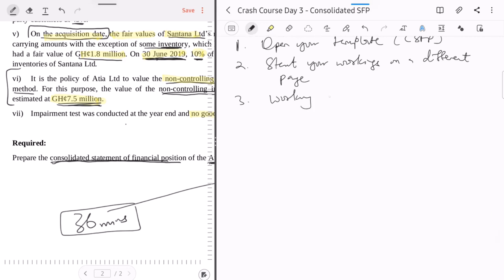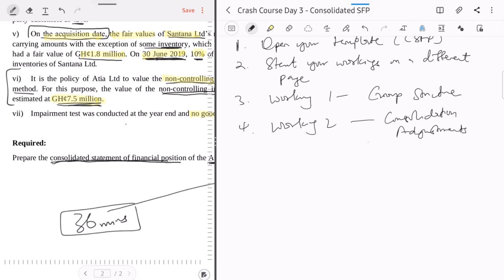Working 1, which is what? The group structure. Then you do what? Working 2, which is your consolidation adjustments, including what? The net assets.